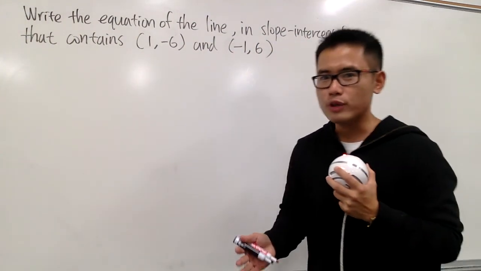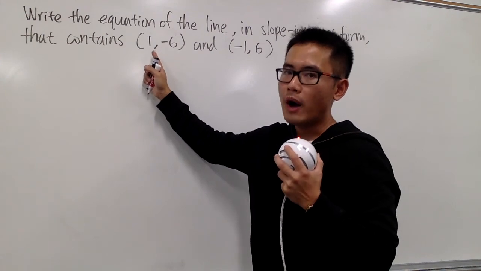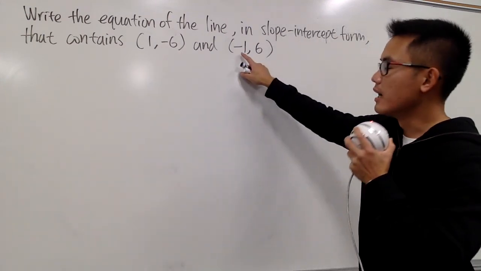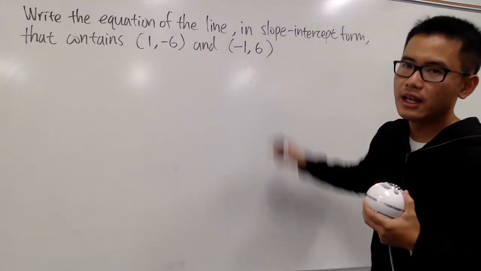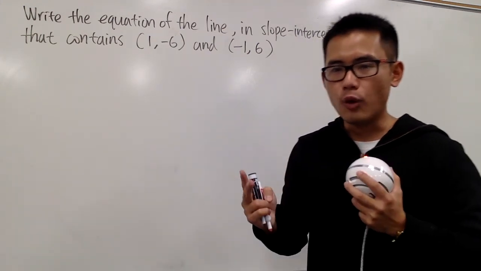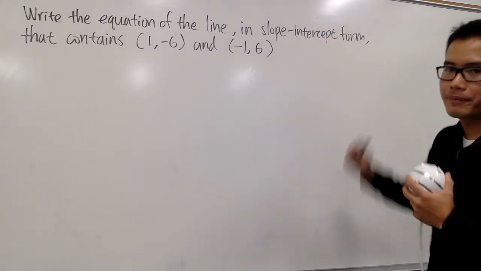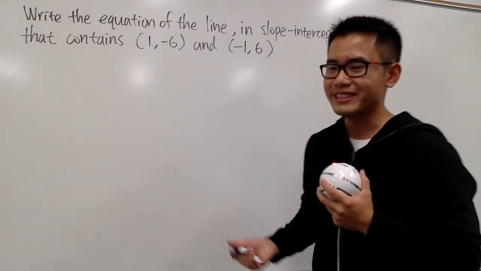Okay, we are going to write the equation of a line in slope-intercept form that has these 2 points, (1, -6) and (-1, 6). Remember, we have to first find the slope and then use the point-slope form. At the end, isolate the y so we can get the slope-intercept form. And now, let me show you how to do this.